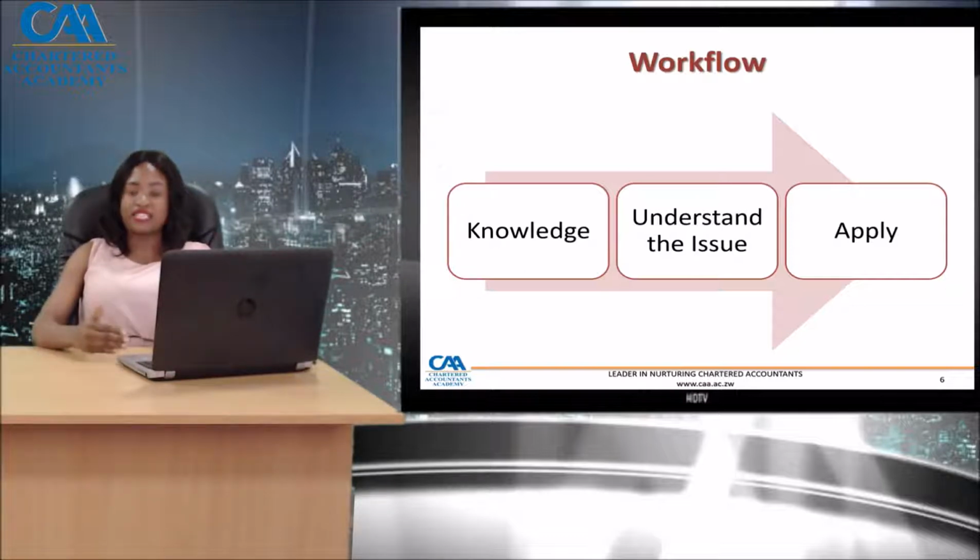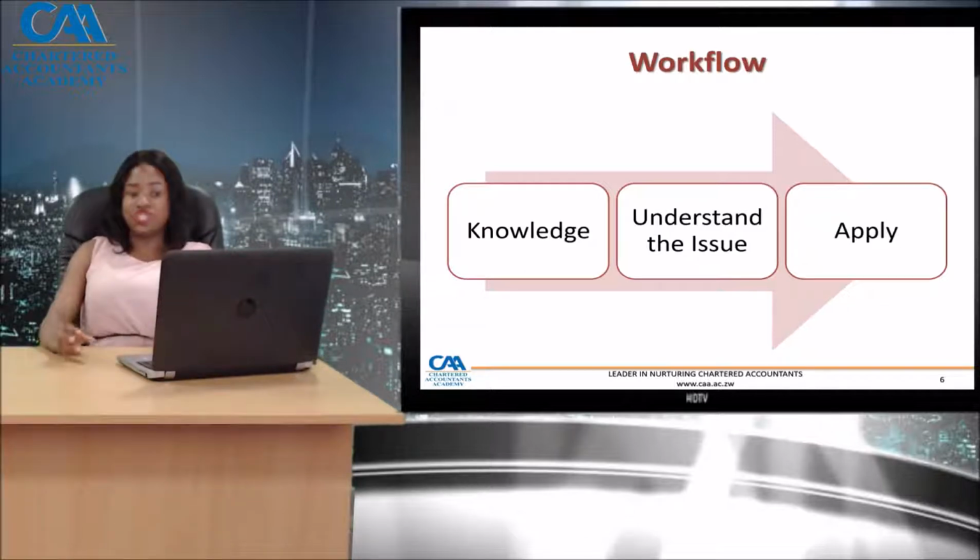Like I said earlier, internalize your legislation. After you internalize your legislation, it will be easy for you to apply it to any given scenario. If you know your legislation, if Delta comes to you with a tax problem, then you will be able to apply the knowledge that you have to that transaction and deal with it accordingly.